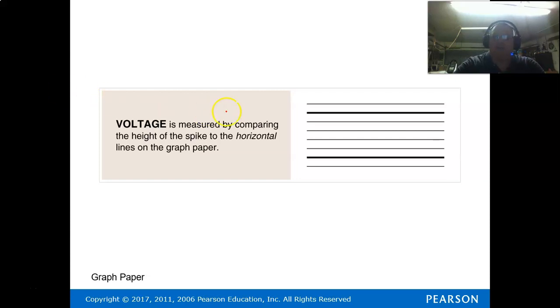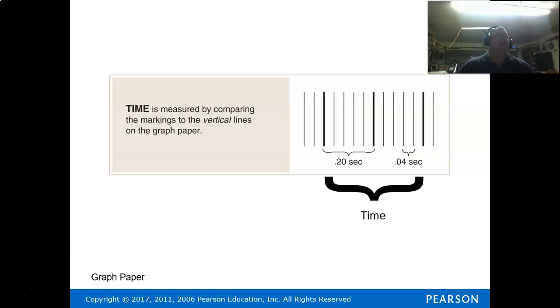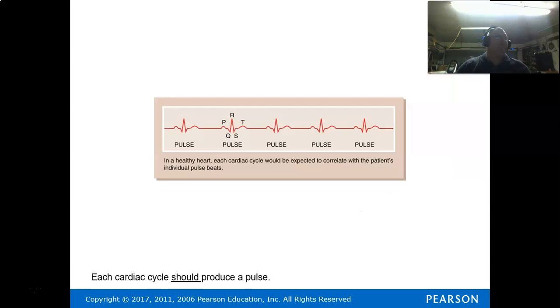So again, voltage is compared to the horizontal spikes. It's the up and down. Remember, you usually have an isoelectric line, and then it's going to go up or go down depending on which way the electricity was flowing. The flip of that is your little boxes here, the time measurements, which we already talked about. Let's move on to what the waves are.